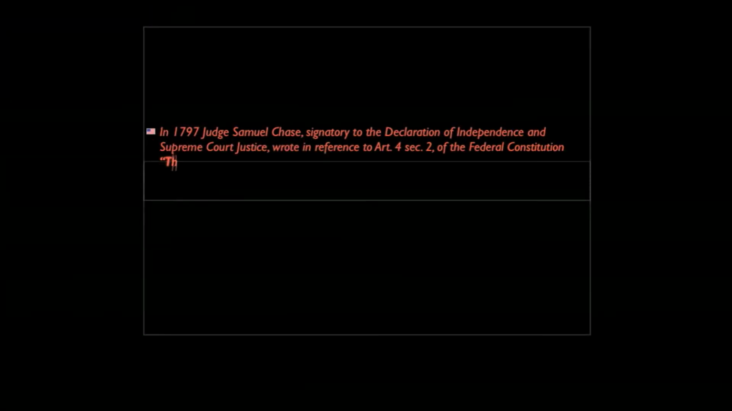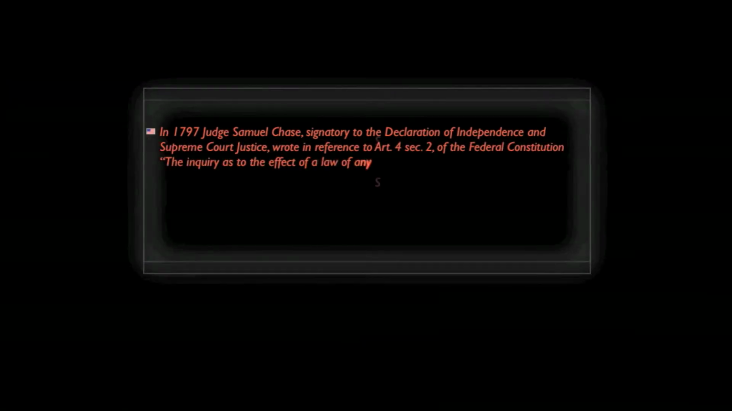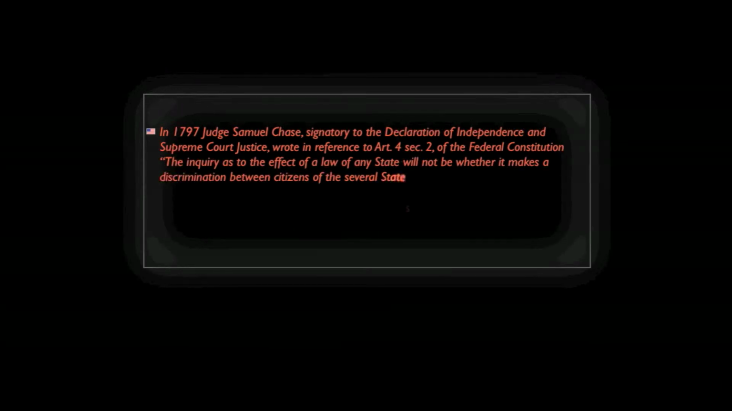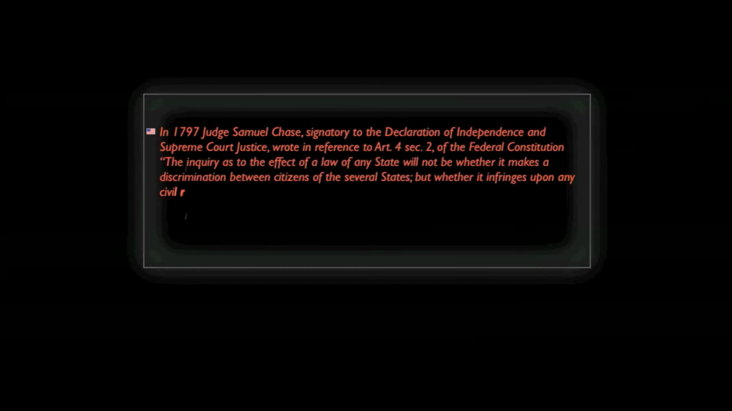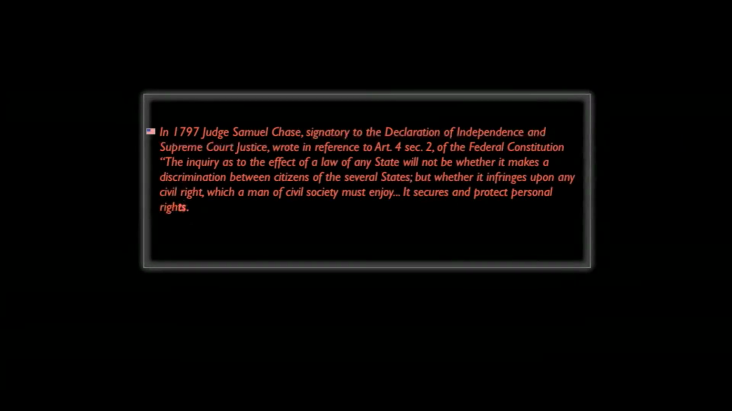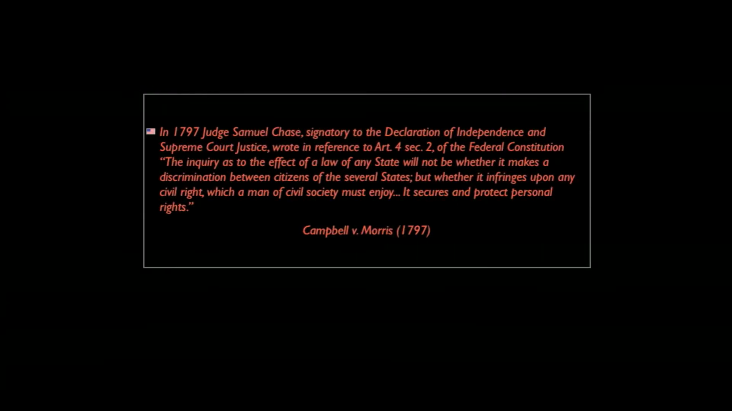Another case, 1797, Judge Samuel Chase, signatory to the Declaration of Independence and Supreme Court Justice, wrote in reference to Article 4, Section 2 of the Federal Constitution, the inquiry as to the effect of a law of any state will not be whether it makes a discrimination between citizens of the several states, but whether it infringes upon any civil right which a man of civil society must enjoy. It secures and protects personal rights.